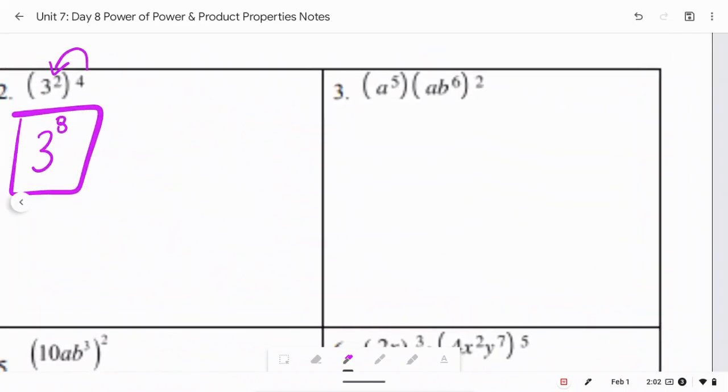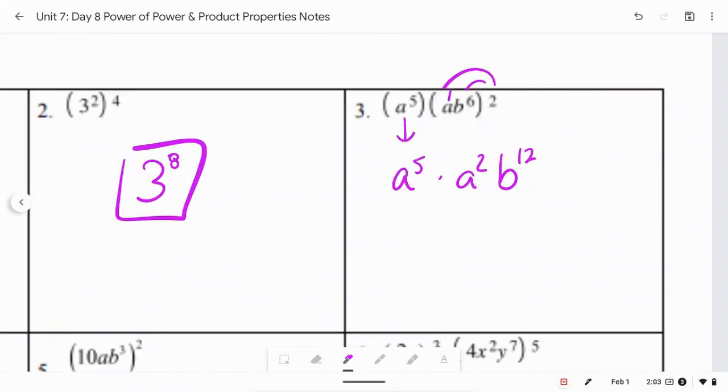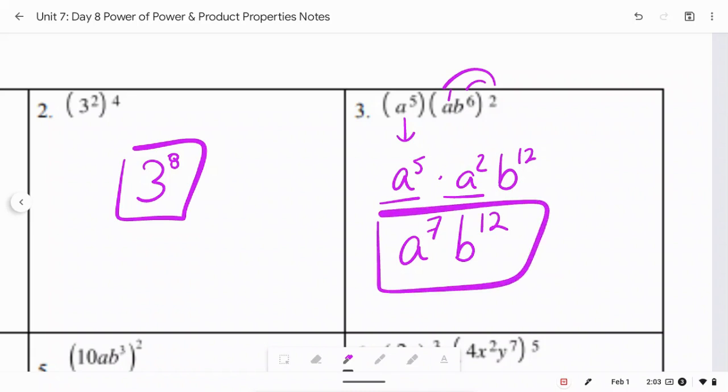In example 3, the first parenthesis does not have an exponent outside, so we just bring it down and keep it as a to the 5th. But for the second parenthesis, we're going to distribute. So we're going to multiply the exponents to get a to the 2nd, b to the 12th, and then it becomes a multiplication problem. So remember, with multiplication problems, you have to add the exponents. After you add the exponents, you get a to the 7th power, and then just bring down b to the 12th power.